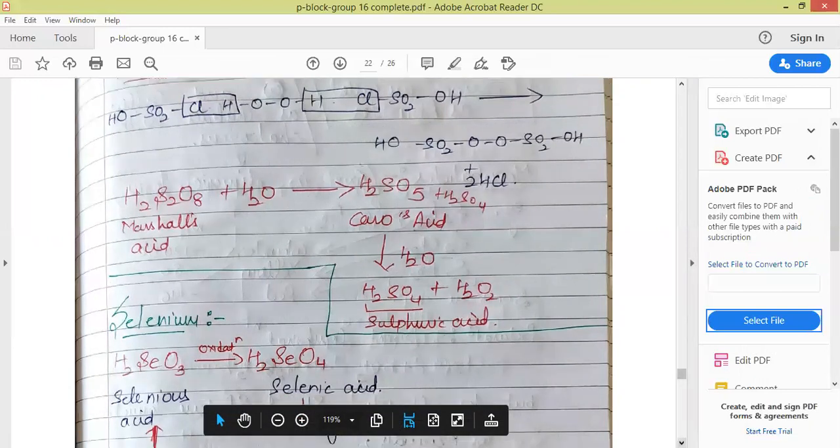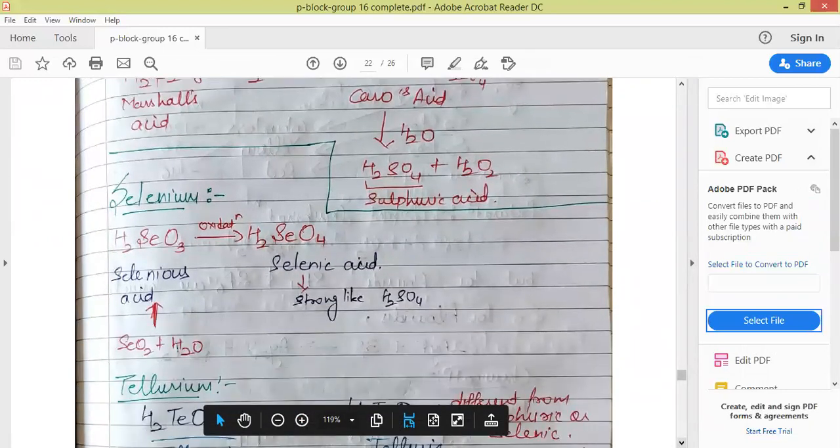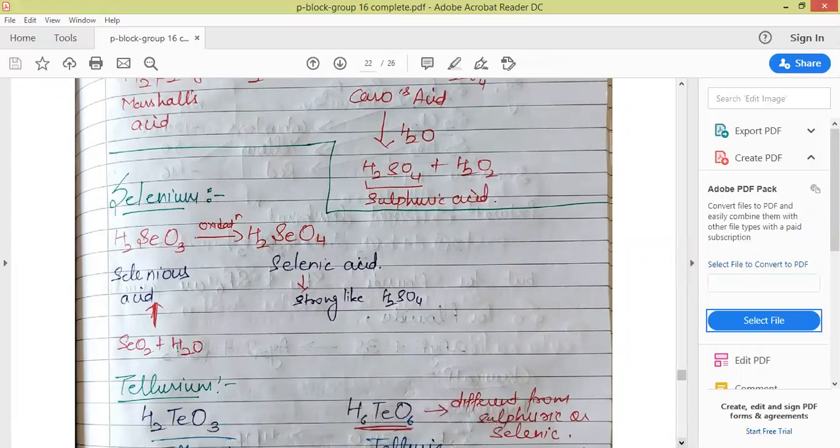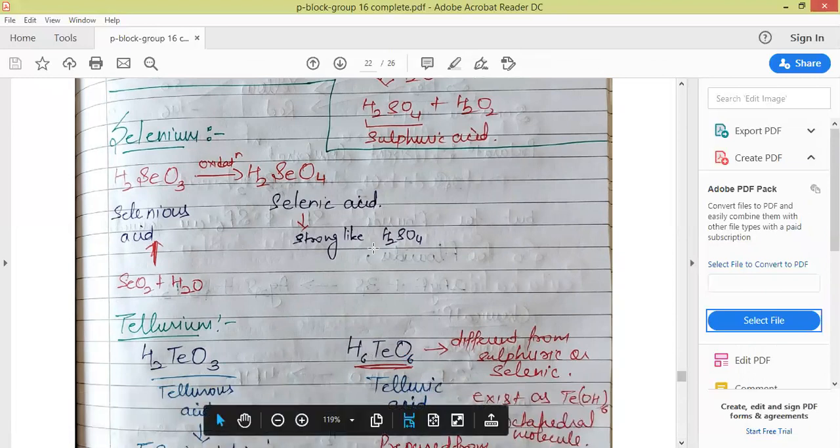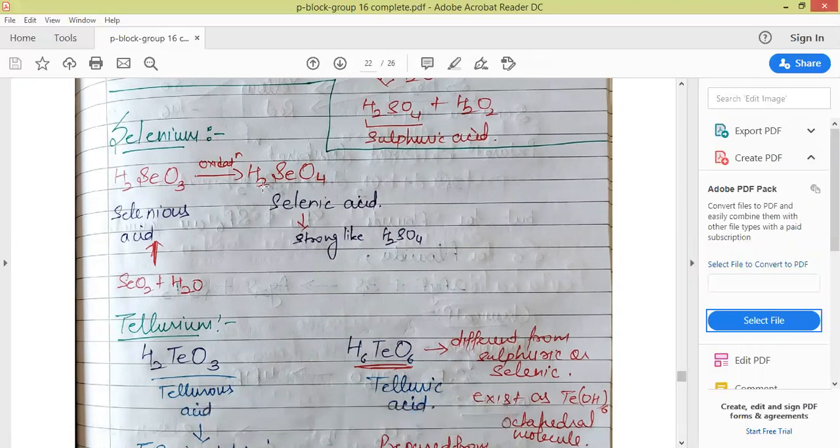Next are the oxo acids of other group 16 elements. First is selenium. Selenium has two important oxo acids, selenious acid and selenic acid. Selenic acid is a strong acid like sulfuric acid. The formula is also similar: for sulfur it was H2SO3, and for selenious acid it is H2SeO3, and selenic acid is H2SeO4. Selenious acid is prepared from SeO2 plus water by the hydration of SeO2, so this is the anhydride for selenious acid.